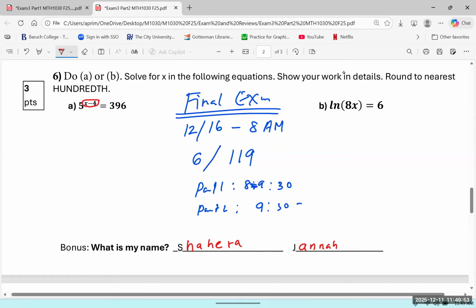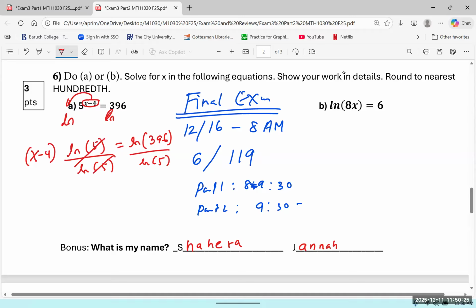Okay, so on the first example, we have a power to solve, so we need to bring it down. So whom do we invite? Log or ln. So we apply, let's say ln to both sides. So the power comes down. We get (x minus 4) ln of 5 equals ln of 396. Since our goal is to solve for x, we need to divide both sides by ln of 5. So they cancel out. And then you add 4 to both sides.